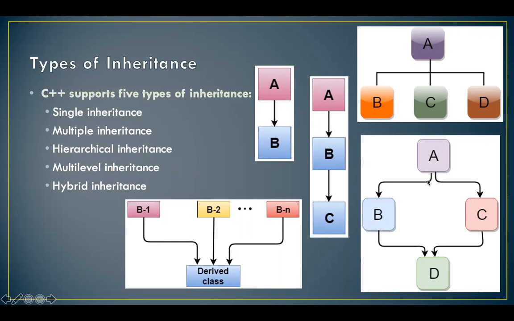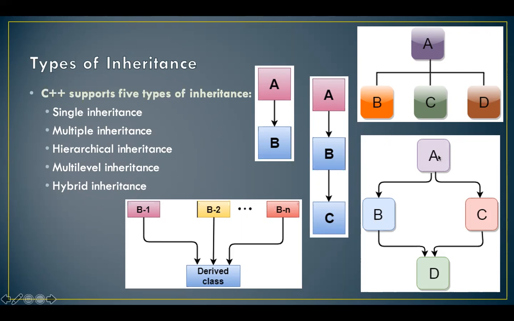So A, B, C, what is the relationship between class A, class B, and class C? It is a hierarchical relationship or hierarchical inheritance. And B, C, and D, what is the relationship between B, C, and D? It will be called multiple inheritance, right? So it is a combination of multiple inheritance and hierarchical inheritance. Okay, that is called hybrid inheritance. It is also called multi-path inheritance.